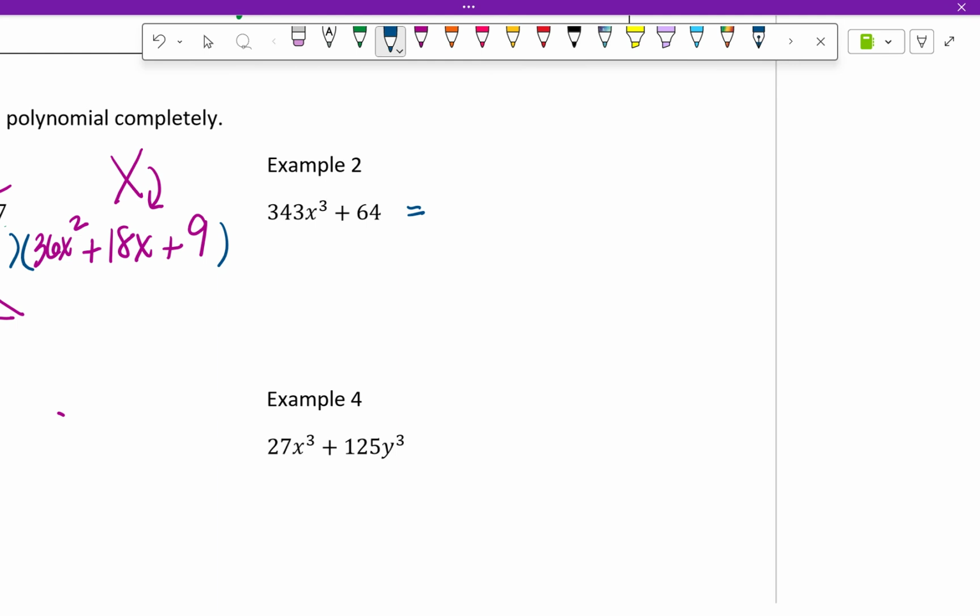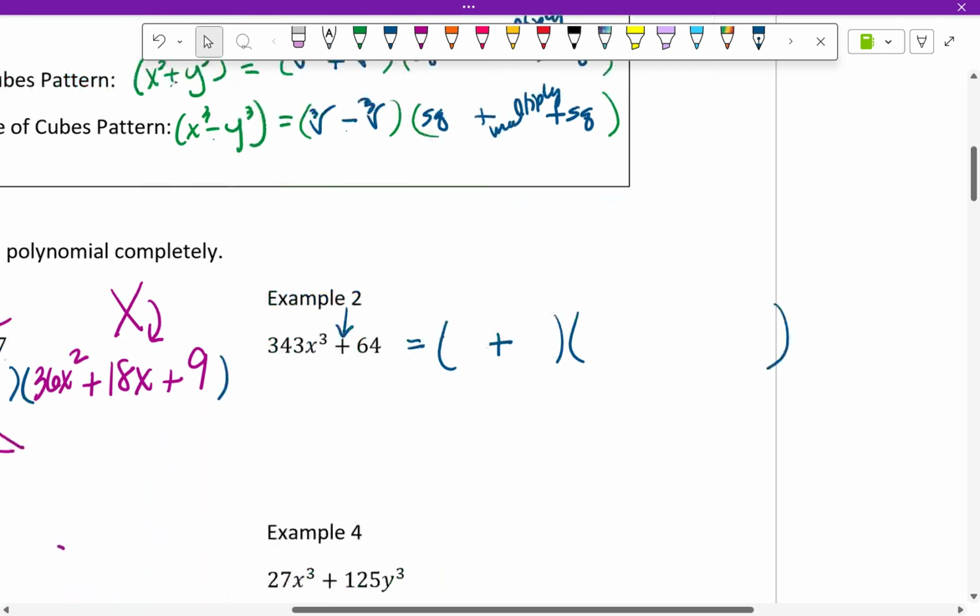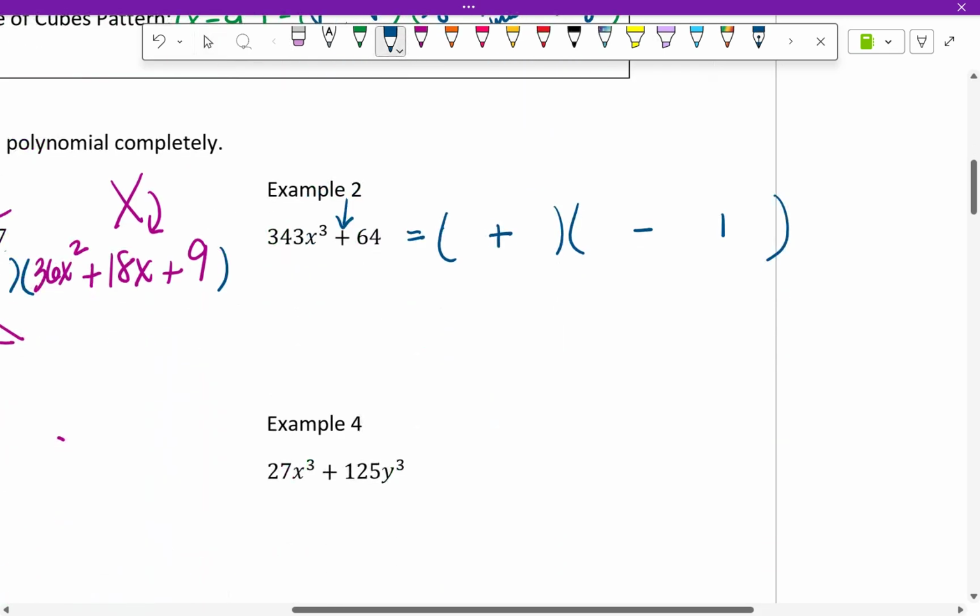2. Are they squares or cubes? And this time the 64 would act like a cube, right? So I got to treat it like a cube. All right, so that means a binomial times a trinomial. What sign do I start my binomial with? Positive. Good. And then what do my other 2 signs in the pattern have to be? Negative, positive.